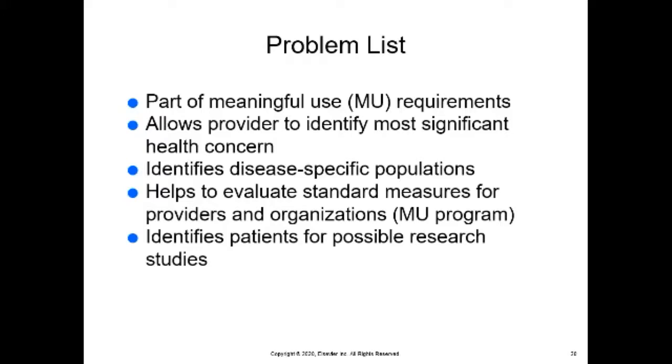So, problem list. You access the problem list from the record drop-down box. You're going to be doing some practice with this in EHR exercise 5-13 as well as figure 5-9. The problem list is a part of meaningful use requirements. It allows the provider to identify the most significant health concerns, identifies disease-specific populations, helps to evaluate standard measures for providers and organizations, and identifies patients for responsible research studies.